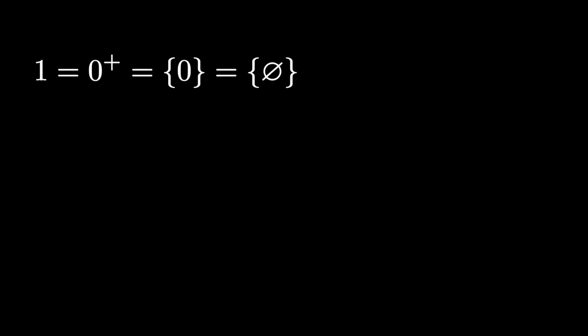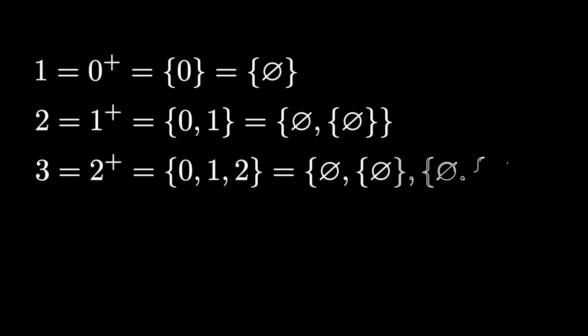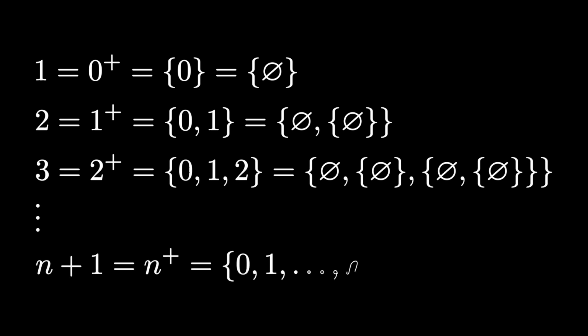Then define 1 to be the successor set of 0, which is just the empty set, then 2 to be the successor of 1, then 3 the successor of 2, and so on. In general, let n plus 1 be the successor set of n. Now, this definition of the natural numbers is not some God-given formalization that we must use. We can, if we want, formalize them in some other way. But this definition does have a lot of useful properties.